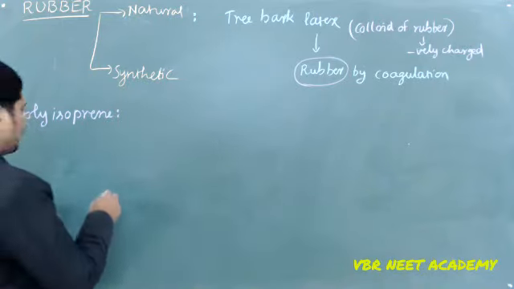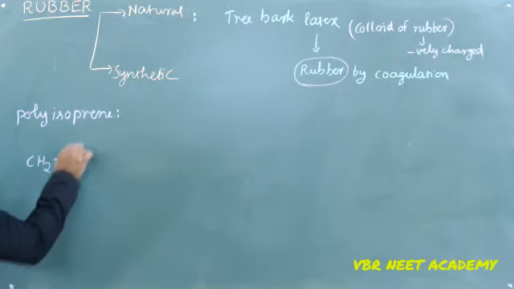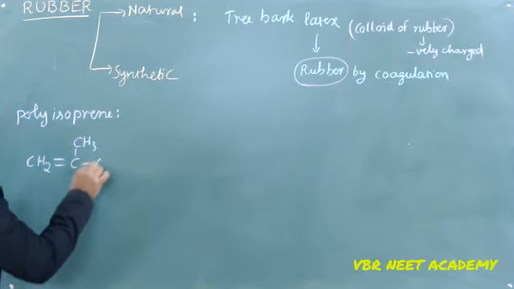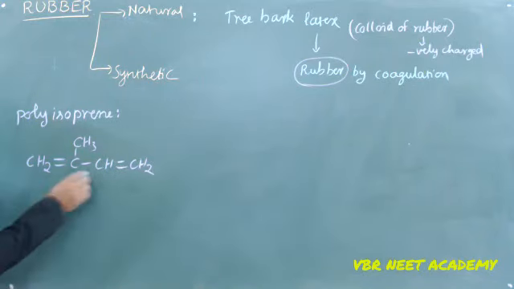How we are going to get it: CH2 double bond C CH3, CH double bond CH2. This is called isoprene.